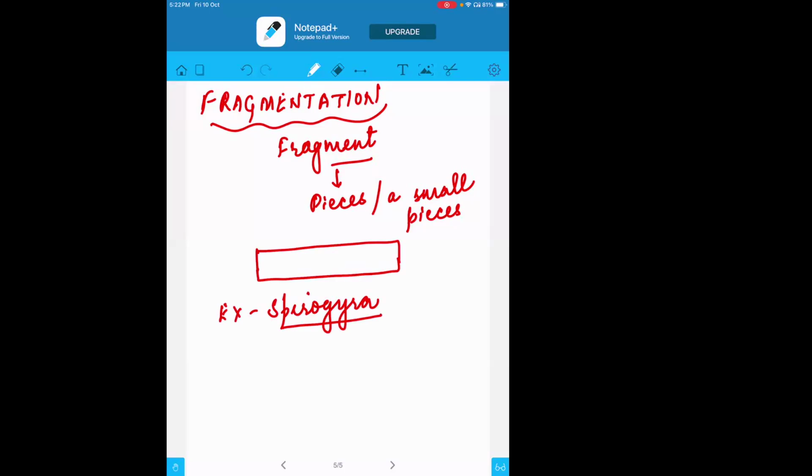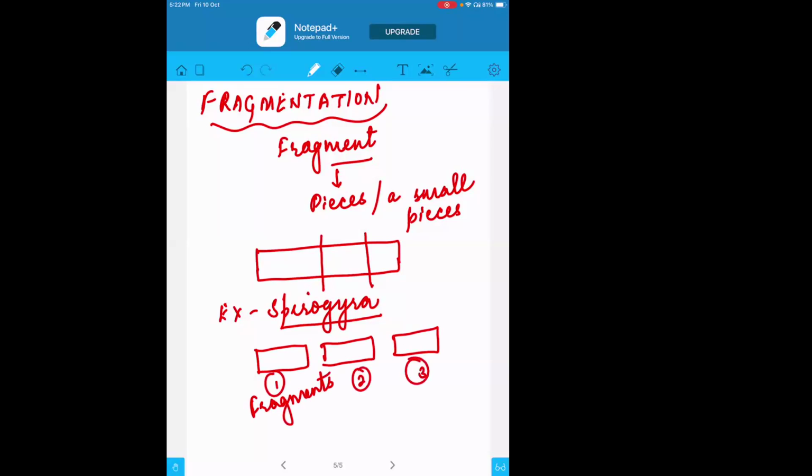Fragmentation means an organism will divide itself into pieces. And each piece, what do we call it? The fragments, right? So first fragment, second fragment, third fragment. It means first piece, second piece, third piece. So the process by which an organism divides or breaks itself into pieces is called the fragmentation process.